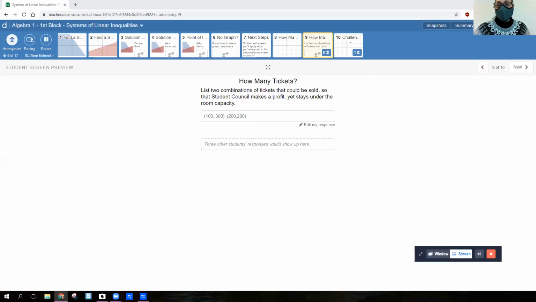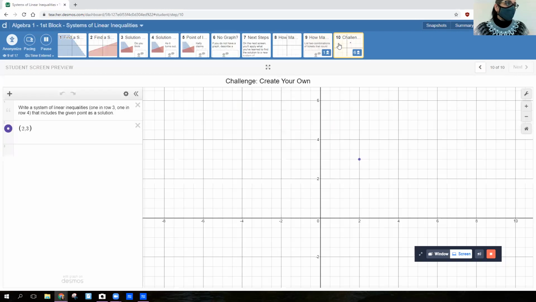Okay, slide 10. Once you're done with that, move to slide 10. And this is our last slide. I'm interested to see what y'all come up with. You need to create your own system so that when the two regions overlap, it includes that little purple point right there.